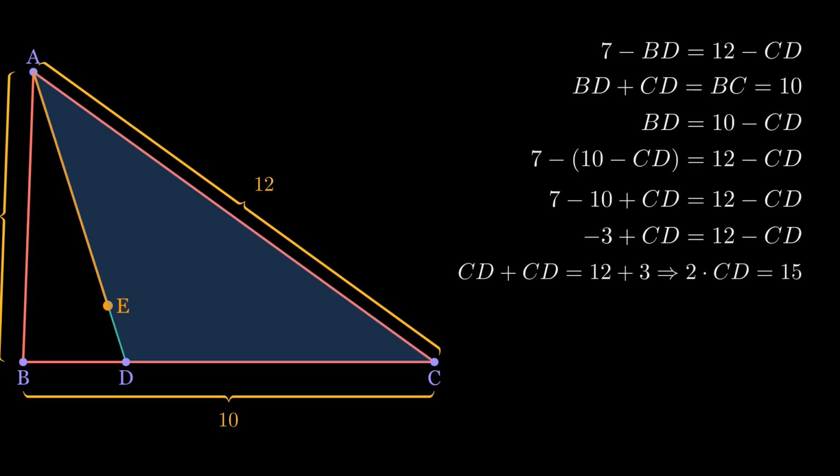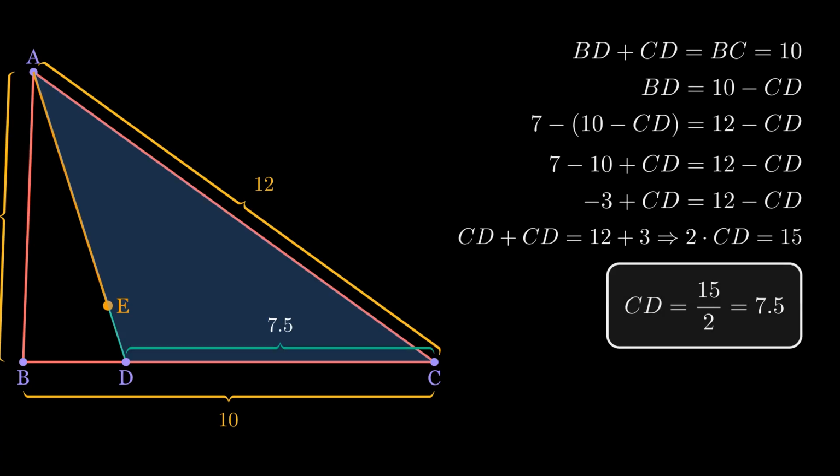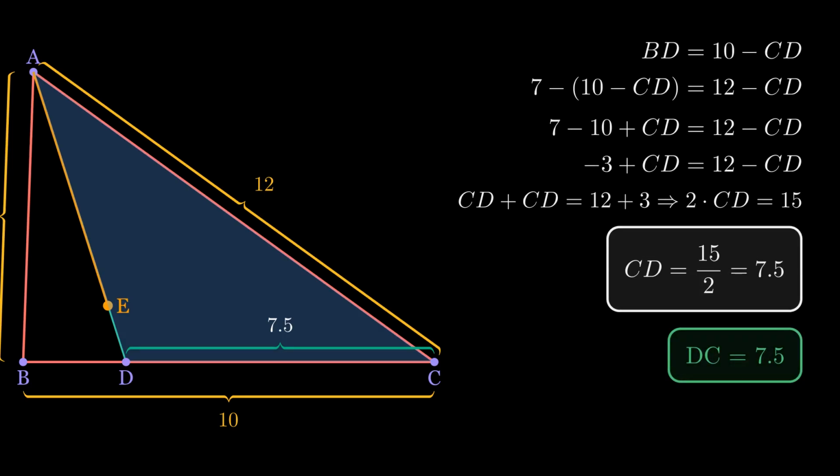Moving all CD terms to the left side, we get 12 plus 3 equals 2 times CD. Therefore, CD equals 15 halves or 7.5 units. The mystery is solved. The distance from C to D is exactly 7.5 units. And that's the beauty of mathematics. What started as a simple question about a point's location revealed an elegant dance between incircles, tangent lengths, and algebraic constraints. The answer was hidden in the geometry all along.